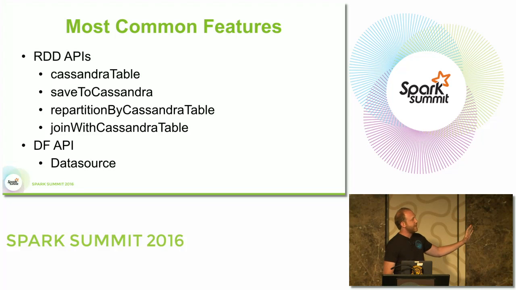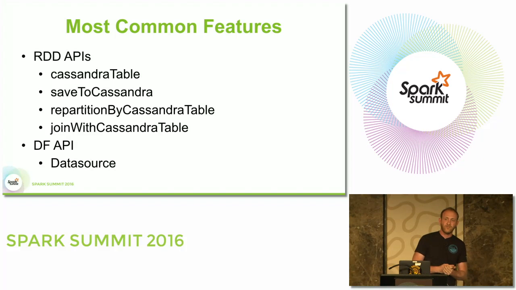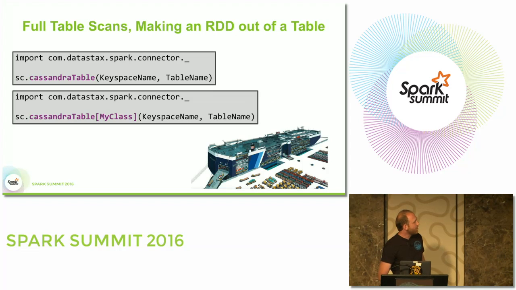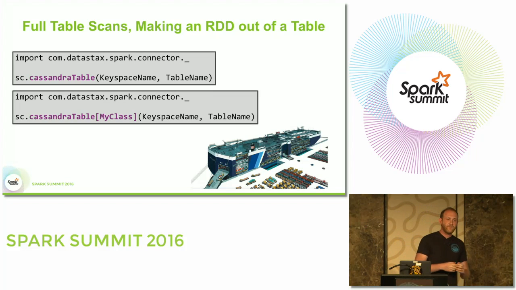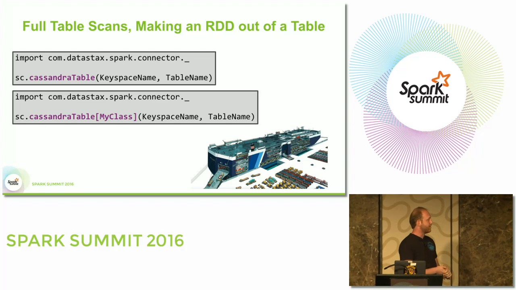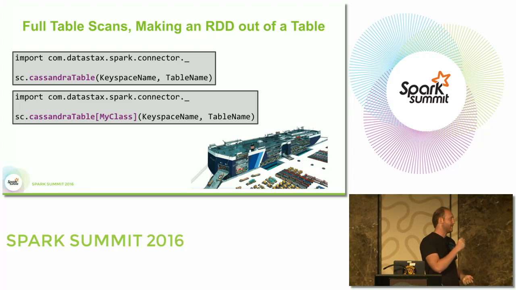We have a set of RDD APIs. And of course, we're also data frame compatible. If you're familiar with data frames and data sources, we provide a data source for Cassandra that you are also free to use. Within the RDD APIs, that full table scan, that read command that I was talking about, is accomplished by something called sc.cassandraTable. All you have to do is import our implicits from the com.datastax.spark.connector package, and you'll be able to call sc.cassandraTable with a keyspace and table name, and that will automatically create for you an RDD that represents all of the information in that particular table from Cassandra.